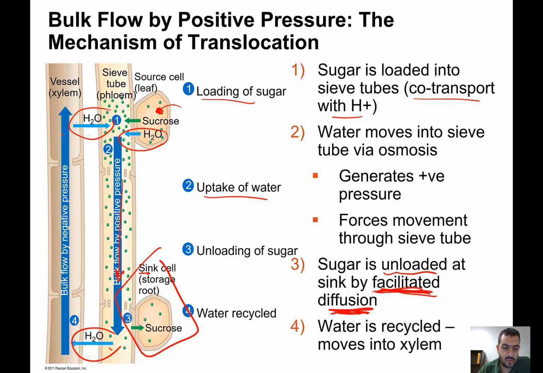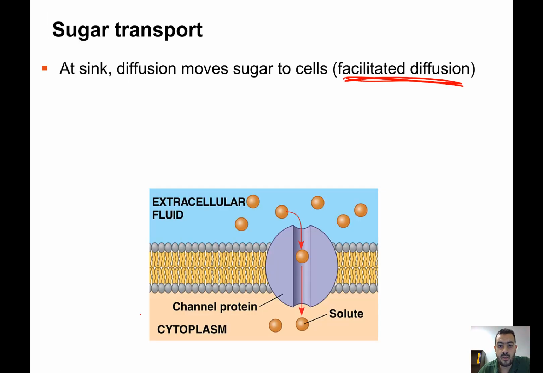Why is it diffusion? Because it is diffusion from the high concentration inside the sieve-tube elements to a low concentration at the sink cell. Why is it facilitated? Because it happens through a carrier protein. There is a channel protein allowing the passage of sucrose from high concentration to low concentration, so it is a facilitated diffusion.